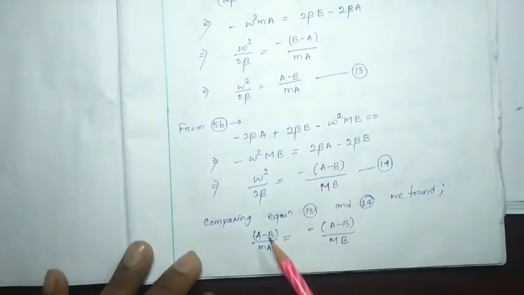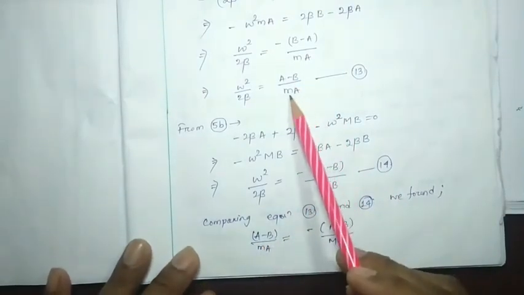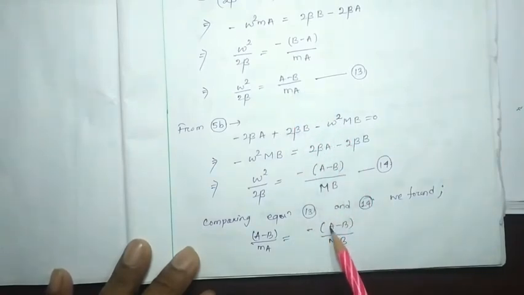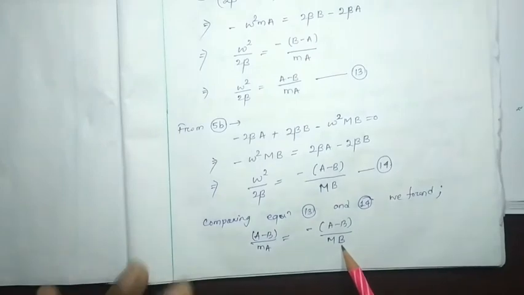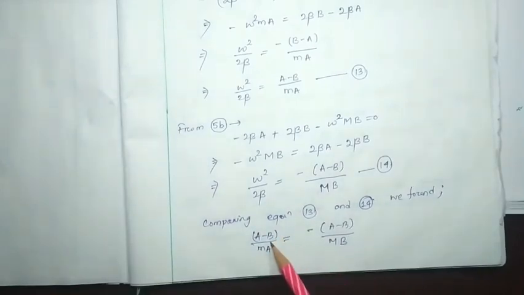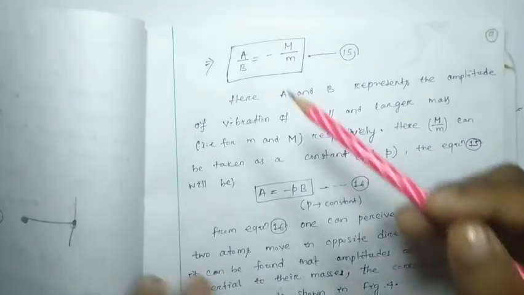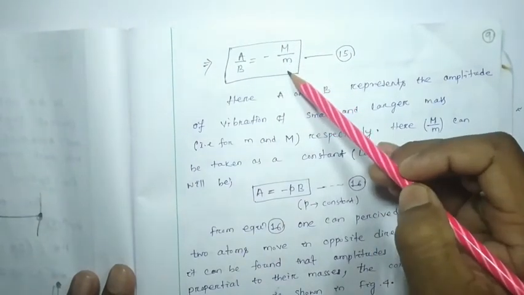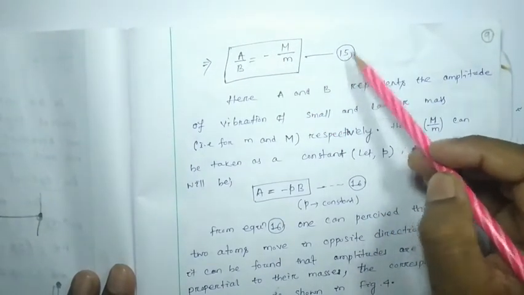So it will be (a minus b) by small m into a, will be equal to minus (a minus b) by capital M into b. So a minus b can be cancelled out, and what are we going to get? We are going to get a by b will be equal to minus capital M by small m. Let this be equation number 15.